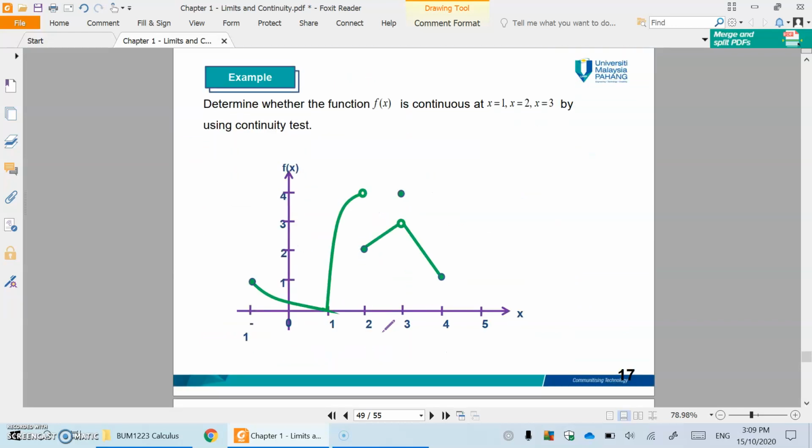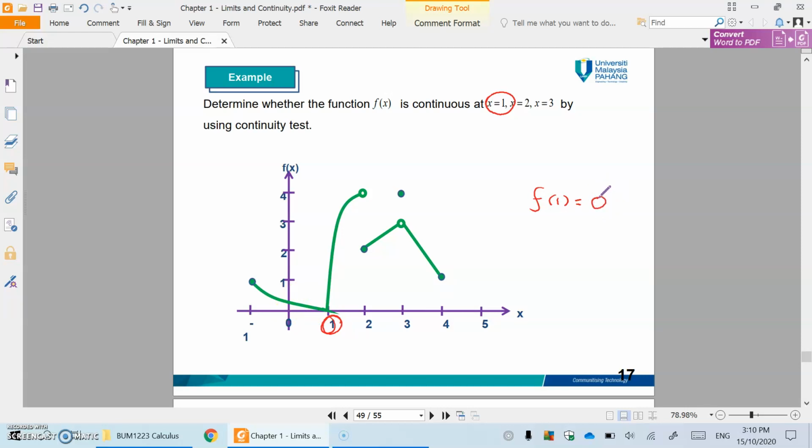Okay, so lastly we have an example: determine whether the function f(x) is continuous by using the continuity test. First we determine whether it is continuous at x equals 1. Defining f(1), referring to the graph, f(1) equals 0.